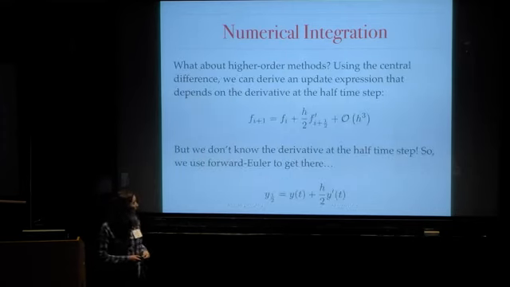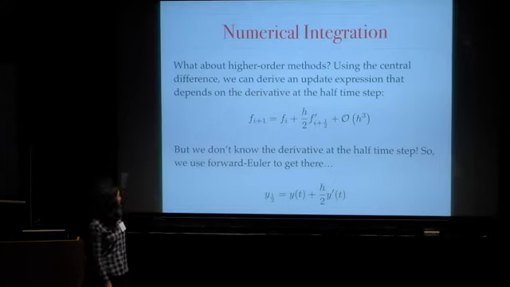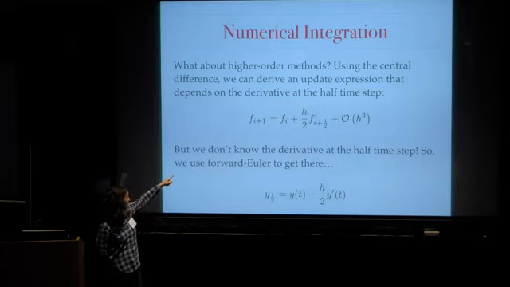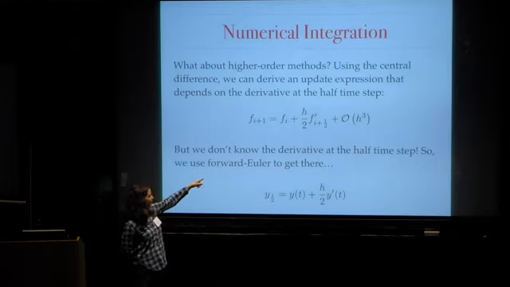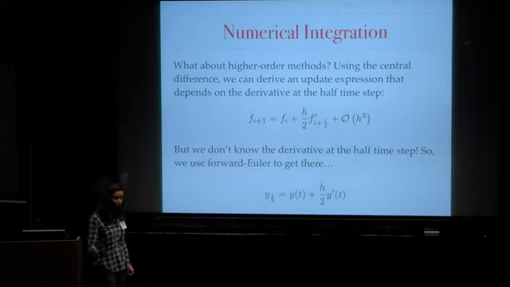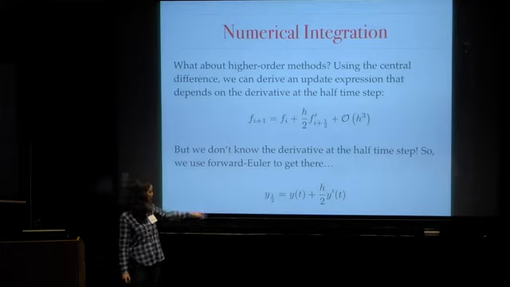Okay, so speaking of higher order methods, I mentioned that if we used the central difference, we could come up with a second order method. But what you'll find if you plug in the central difference to our finite difference approximation is that then our value, f of i plus 1, depends on the derivative at the half time step. And we don't know the derivative at the half time step, so what are we going to do? Well, we're just going to use the forward Euler method to get an approximation for the derivative at the half time step. So that's what this bottom line is showing.